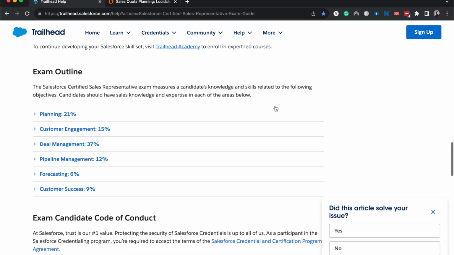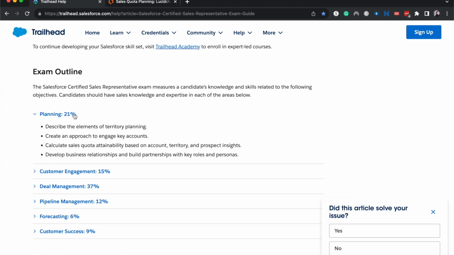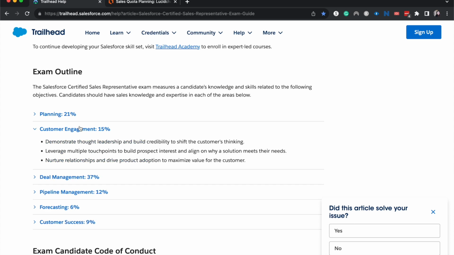But let's go ahead and jump into the exam outline. It's going to be planning at 21%. So a lot of planning how to approach different accounts or different clients and customers, how to plan a territory, how to plan a sales quota, and how to plan how you're going to reach out to people. That is going to be planning at 21%. Then customer engagement at 15%, which is how are you going to build credibility with the customer? How are you going to try and use their problems that they have within their business to meet their needs with your solution, and then nurture relationships.